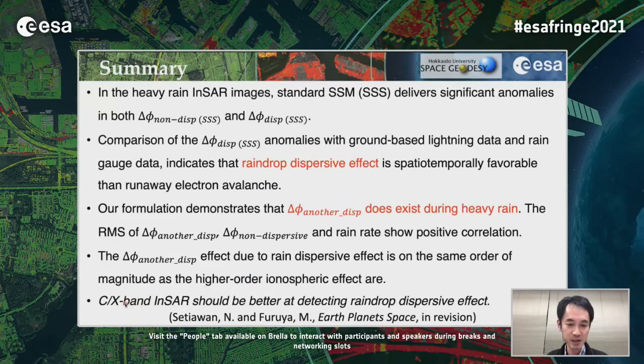And finally, this is my take-home message. C-band and X-band InSAR should be better at detecting the raindrop dispersive effect because they are less affected by the ionosphere, and also they should be more sensitive to rain droplets.